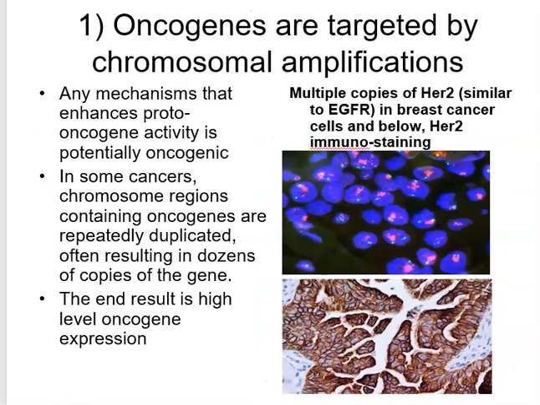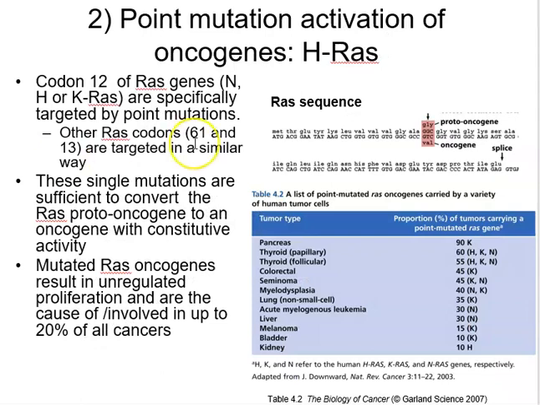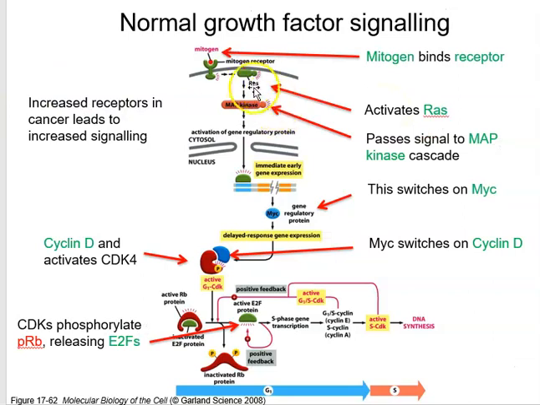The second mechanism of oncogene mutation is point mutations. Now these are always missense mutations, and point mutations change one amino acid to another. So here glycine to valine is at codon, specifically at codon 12 or codon 13. That specifically activates Ras. Now the Ras oncogene, which is here, is a signalling intermediate.